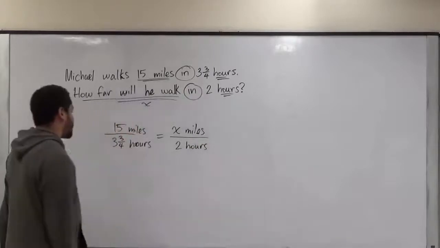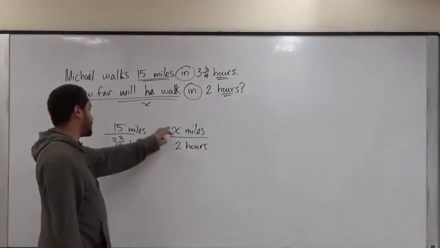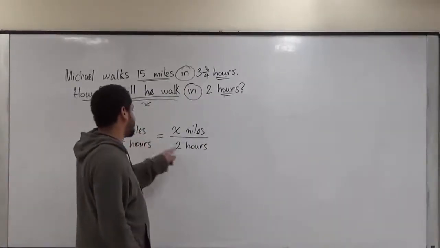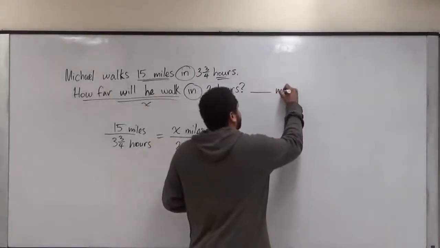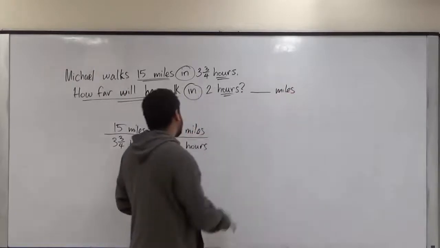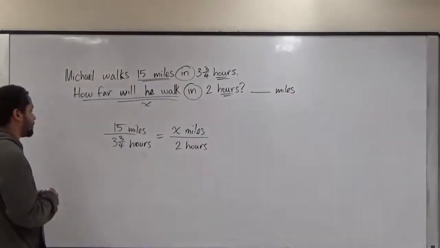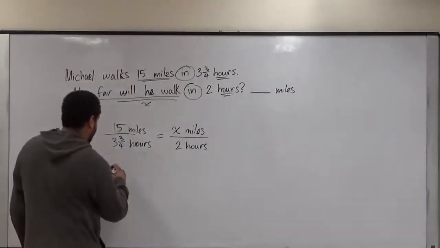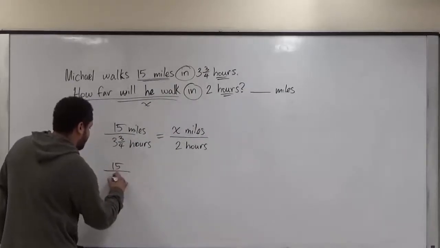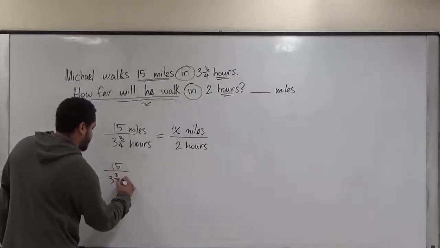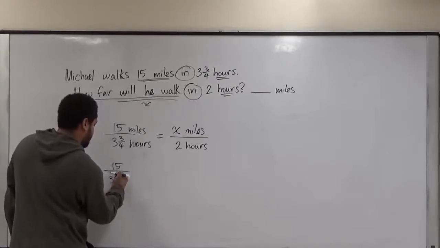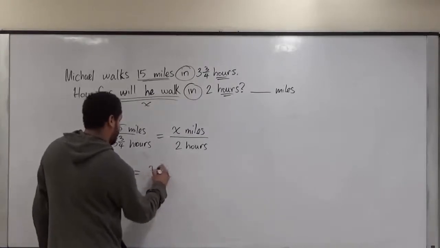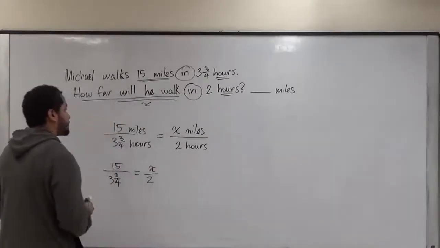Now for the direct proportion, we only care about these numbers, the values, not the terms. However, our solution is going to be in miles. So let's make a note of that before we begin. So now let's rewrite everything we have so we can set up our problem. It's going to be 15 and 3 3/4 is equivalent to x over 2.